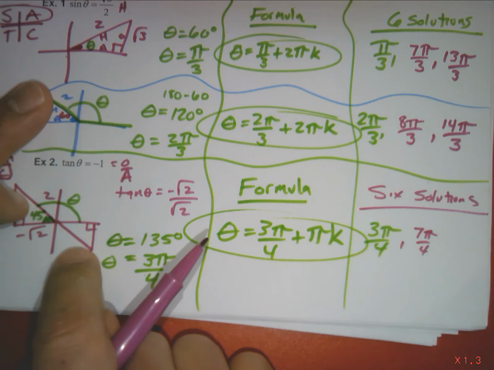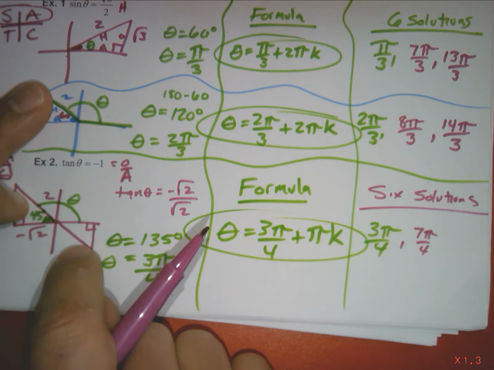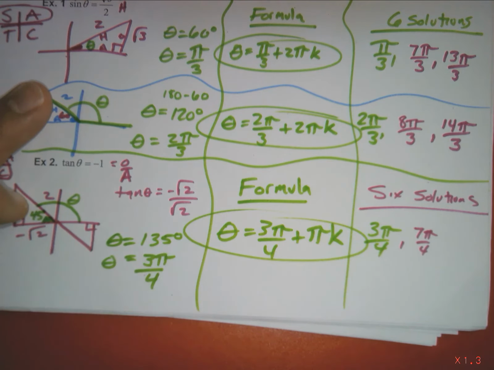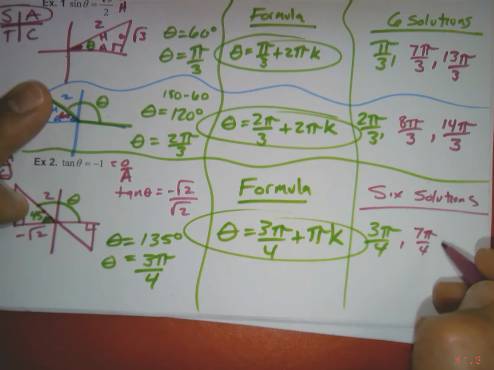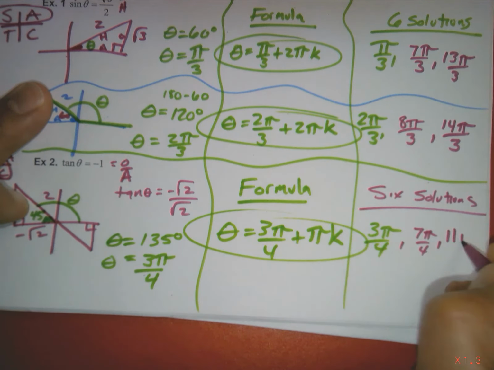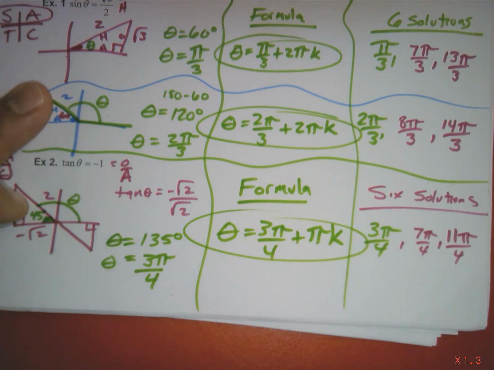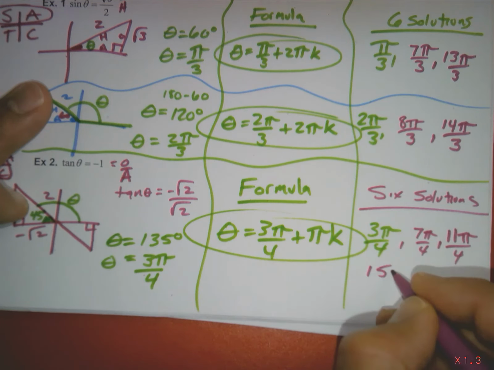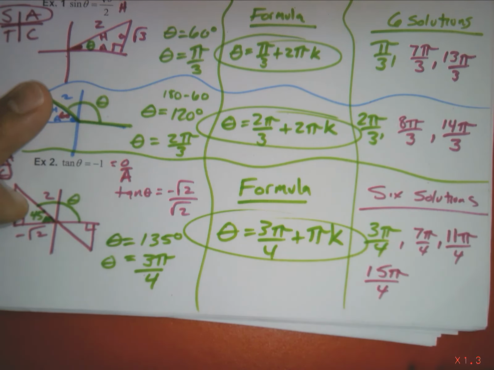7 pi over 4 is 315 degrees. Okay, that puts me right there. It takes care of that. So keep on adding 4 to the top. 7 plus 4 is 11. 11 plus 4 is 15. Add 4, 19. Add 4, 23.